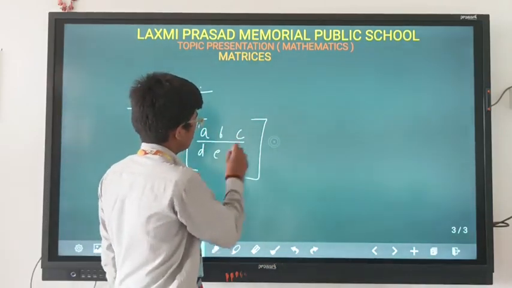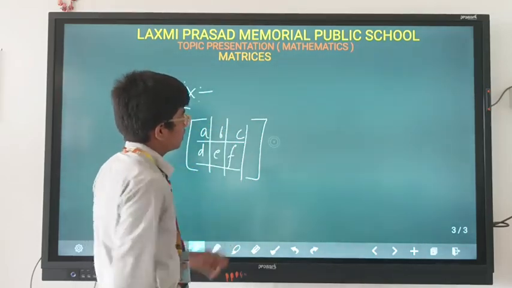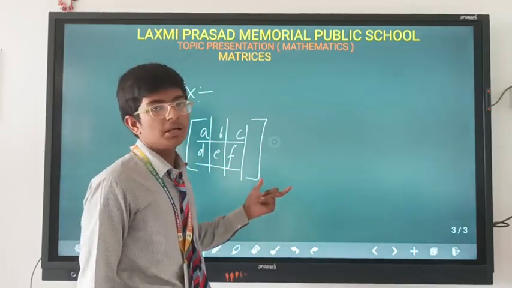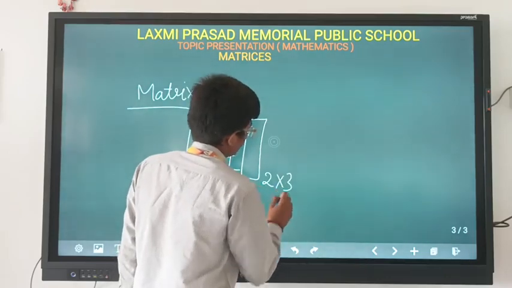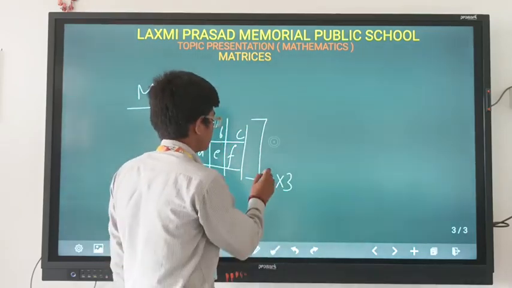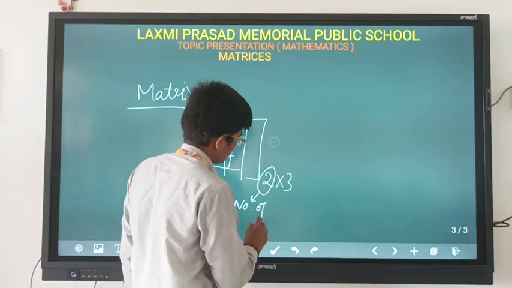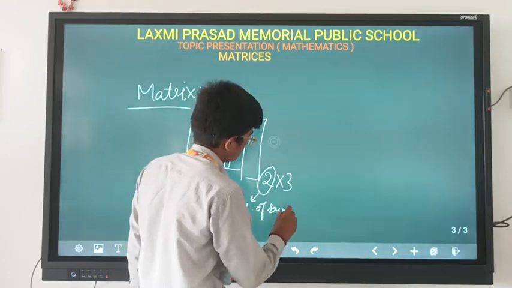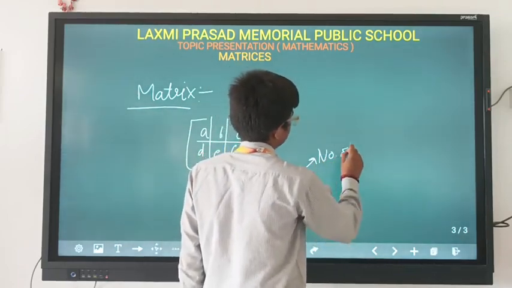Here we have 2 rows and 3 columns. So the order of the matrix will be 2 cross 3. The first number defines the number of rows, and the second defines the number of columns.